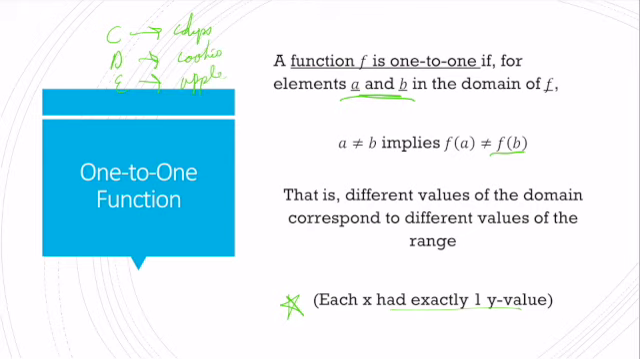This is a function, but what's nice about this function is it's one-to-one. Okay? We can also have a function that's not one-to-one, and that would be if we had C going to chips and D going to chips. The vending machine's still going to work. You push C, you get out chips. You push D, you get out chips. But it's not one-to-one because each x doesn't have exactly one y value.